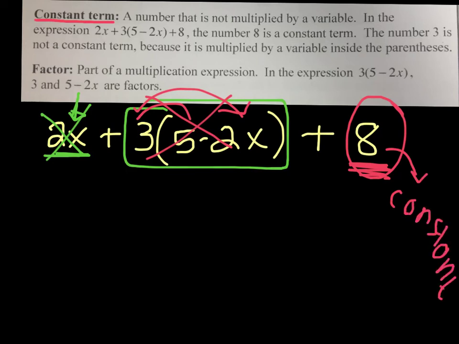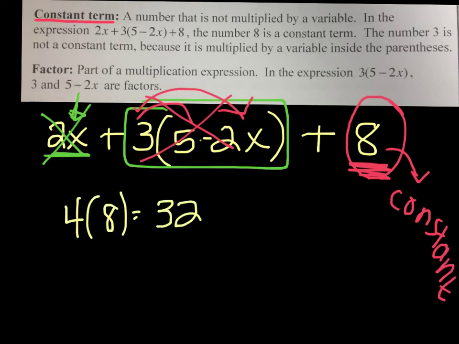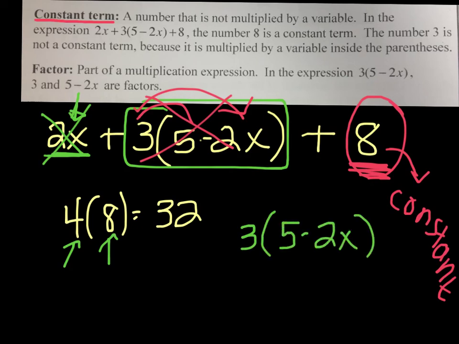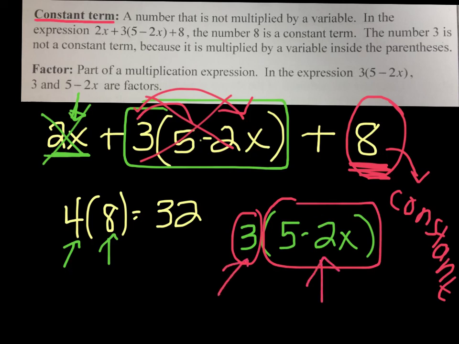All right, our next word is factor. Here's what a factor is. A factor is part of a multiplication expression. Let me show you what that means. If I had 4 times 8 equals 32, my two factors are 4 and 8. It's the two things I'm multiplying. If you look at this one, 3 parentheses, 5 minus 2x, there's two factors. It's the two things you're multiplying. You're multiplying 3, and you're multiplying 5 minus 2x. So that's a factor, and that's a factor. It's a part of a multiplication expression.